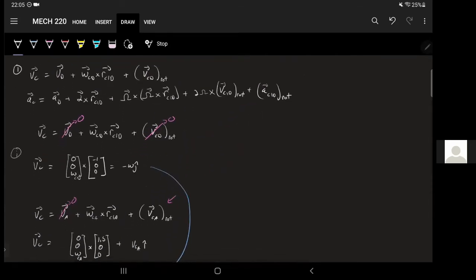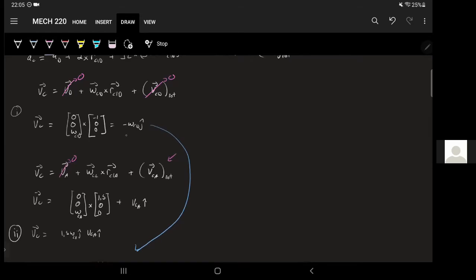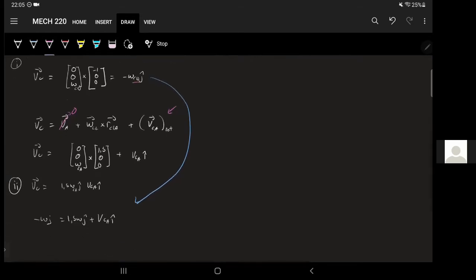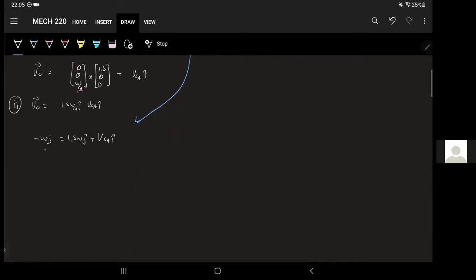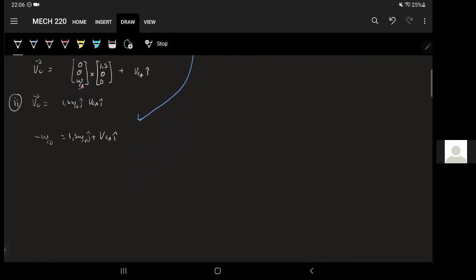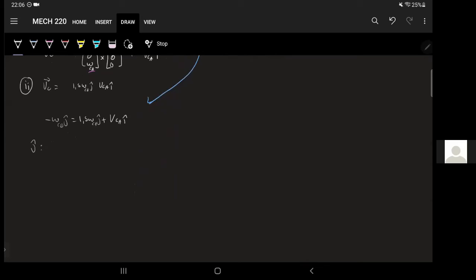Therefore, since we have here omega CD and omega CA, we are able to find the other one. So let me just rewrite this as CD, CA. Therefore, if we equate the G hats, we know that.